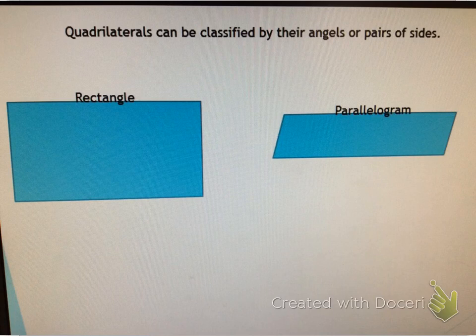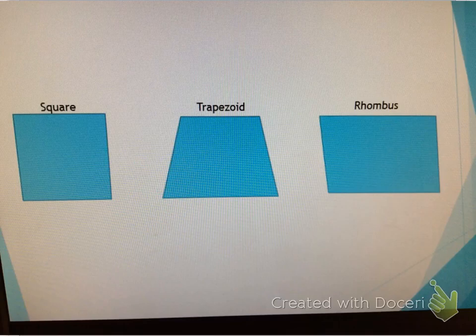Our first is a parallelogram. A parallelogram has 2 pairs of parallel sides. Next is a rectangle. It has 4 right angles and is also considered a parallelogram. Next, we have a square. This has 4 right angles and all the sides are the same length. It is considered a parallelogram, a rectangle, and a rhombus.